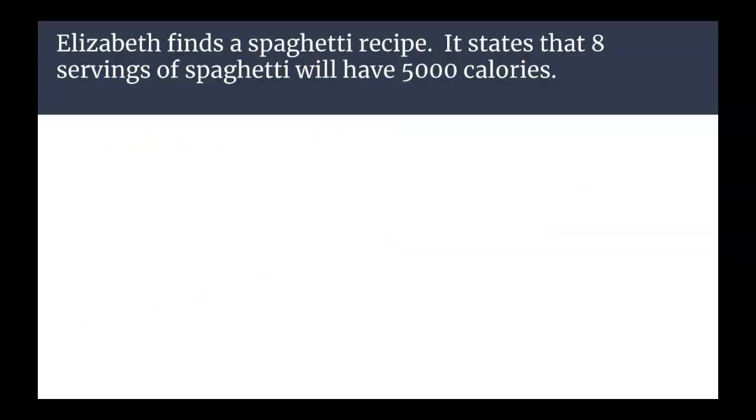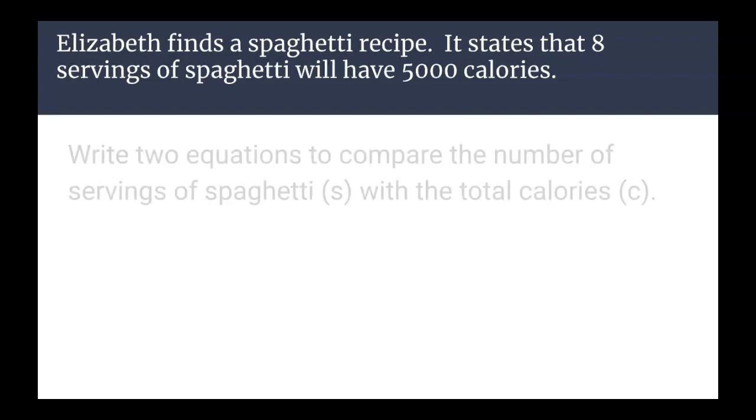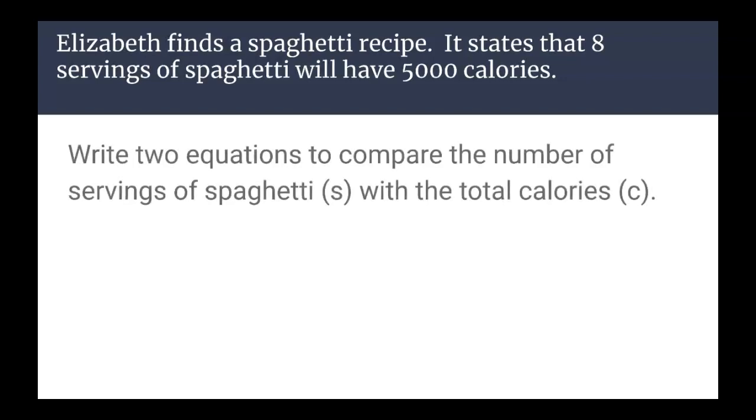So here's the context. Elizabeth finds a spaghetti recipe, and it states that 8 servings of spaghetti will have 5,000 calories. I want you first to write 2 equations to compare the number of servings of spaghetti, and we'll call that S, with the total calories, and we'll call that C. Try this on your own because it's kind of a review from yesterday and see how you do.